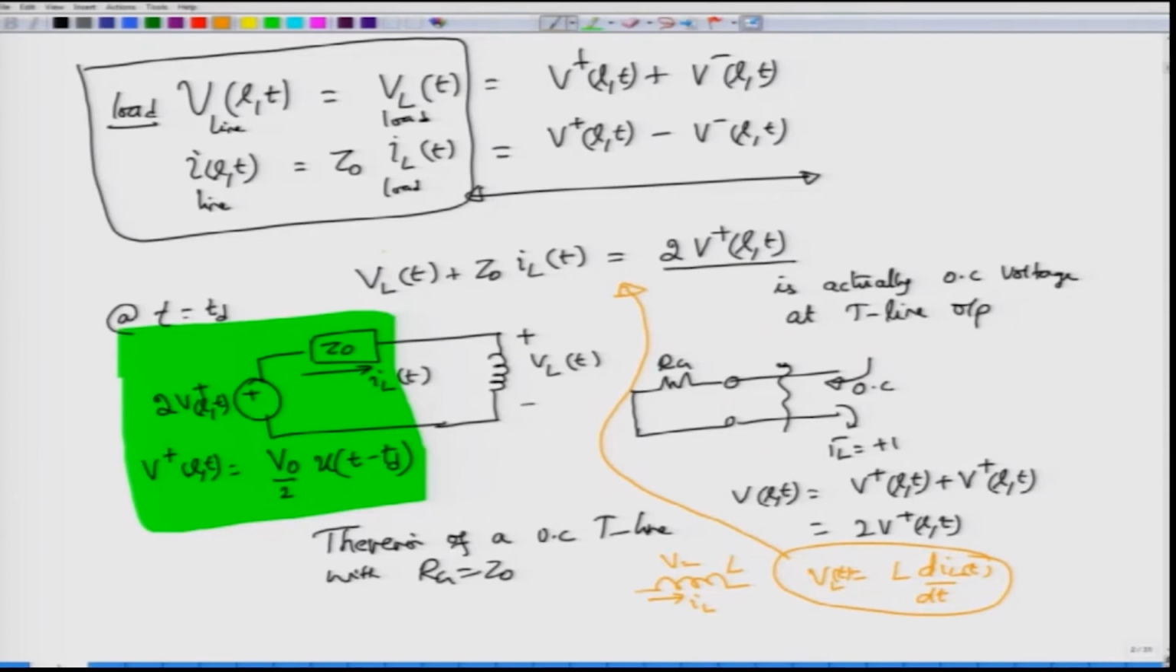So I can substitute this expression into this equation and then try to find out VL. Because this is unknown, this can be expressed in terms of IL of t or its derivative as such. This is known to us because this is the input that we have considered. So this 2V plus L of t is actually known, because V plus, the incident voltage at the load, is given to us as V0 by 2 U of t minus Td. So let us do that one.